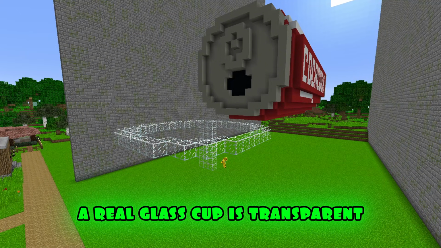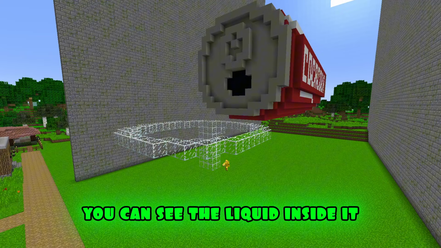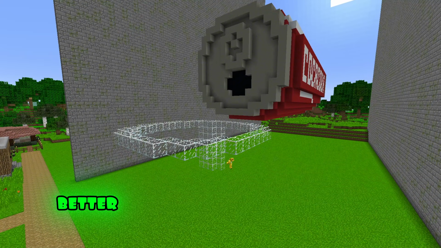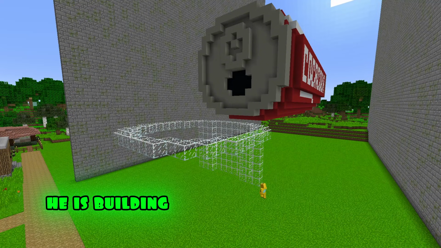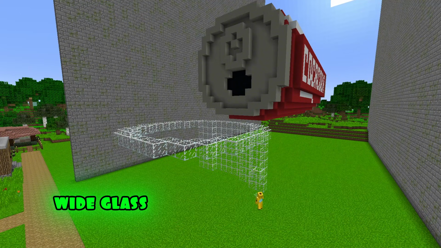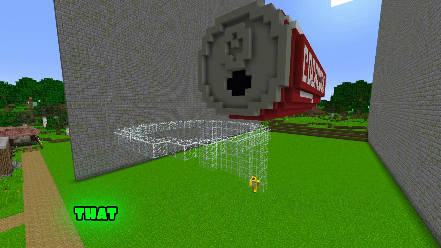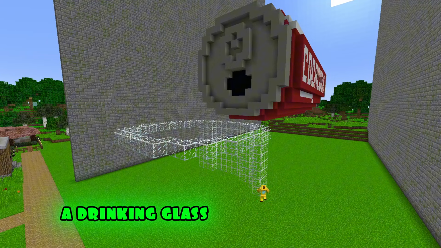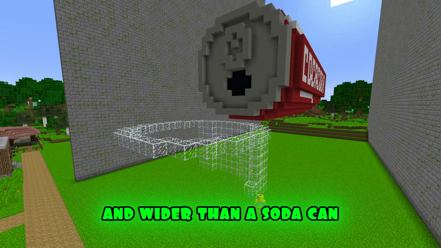A real glass cup is transparent. You can see the liquid inside it, and glass blocks capture that quality better than any other block in the game. He is building the walls up about 8 or 9 blocks tall, which makes it a short, wide glass compared to the tall can beside it. That is proportionally correct. A drinking glass is usually shorter and wider than a soda can.